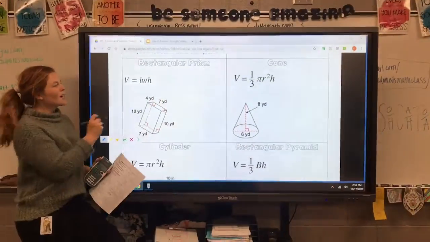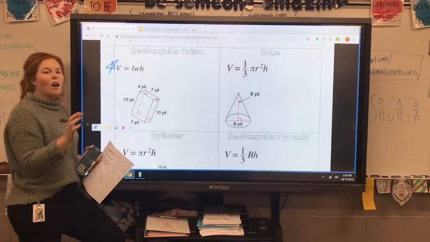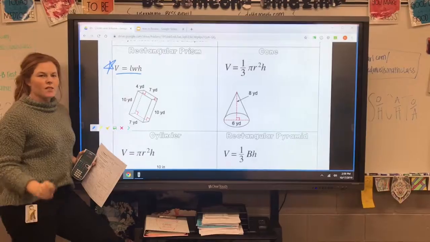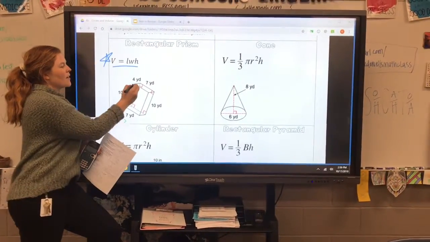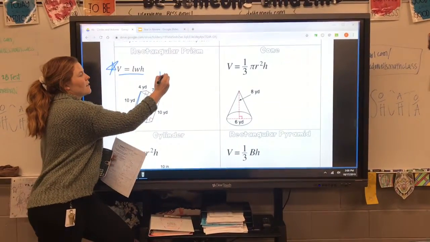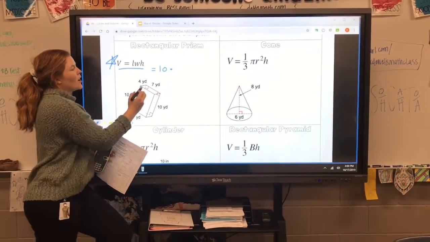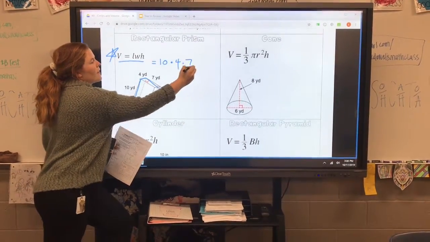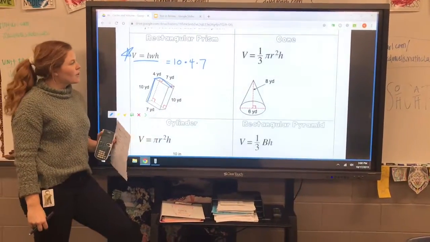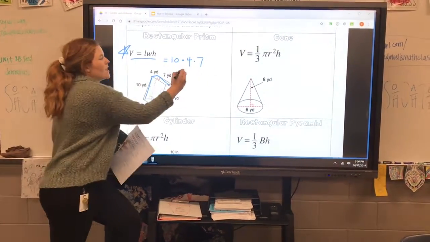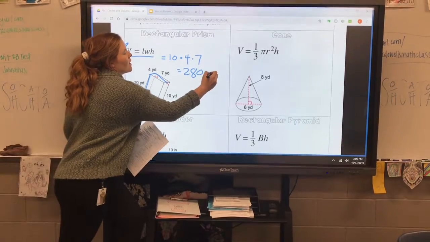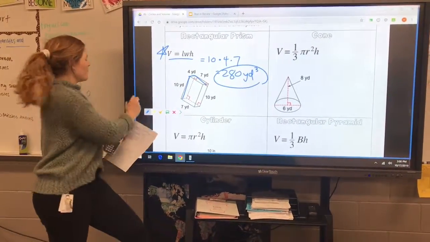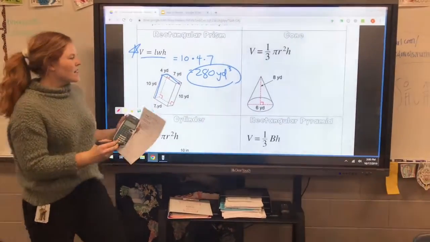Good on that one. All right, so rectangular prism. This one is not on the formula sheet, so you will need to memorize this formula. It's super easy though, it's length times width times height. So we have our length, which is 10. We have our width, which is 4. And we have our height, which is 7. Just multiply all those together, you get 40 times 7, which is 280 yards cubed. Super easy.